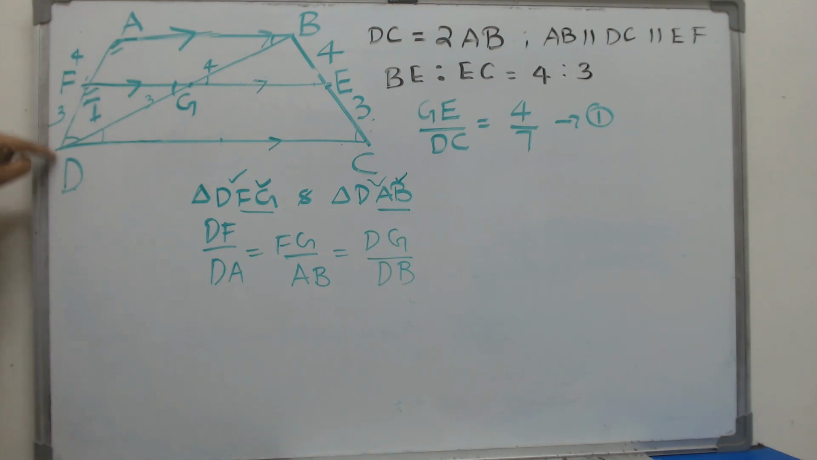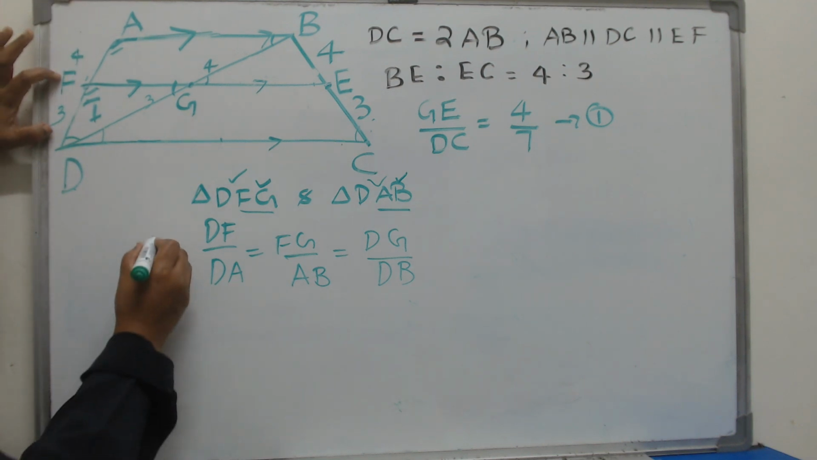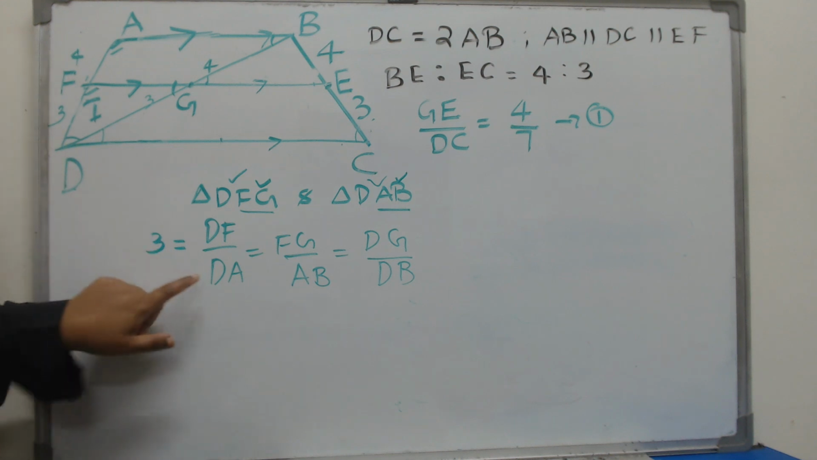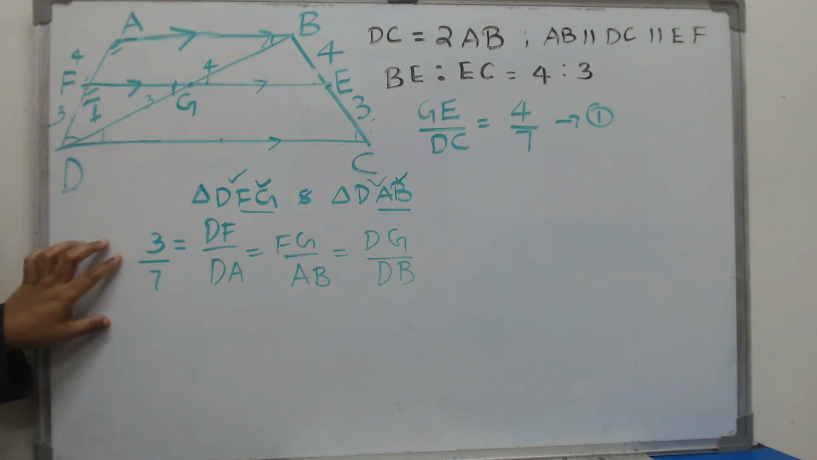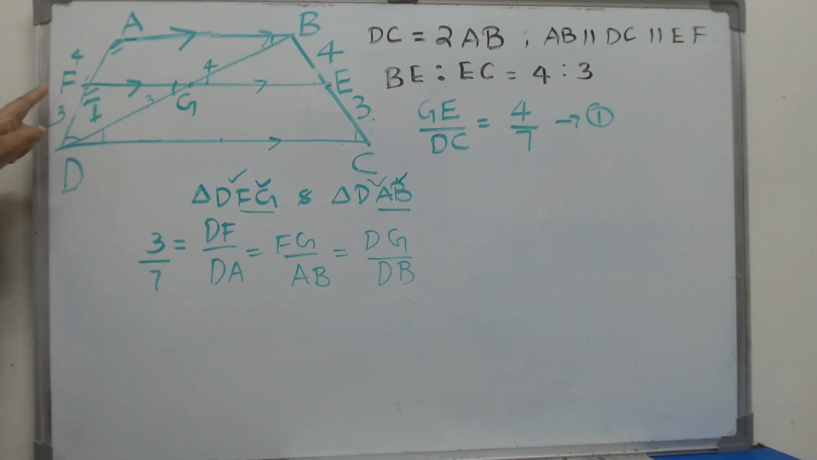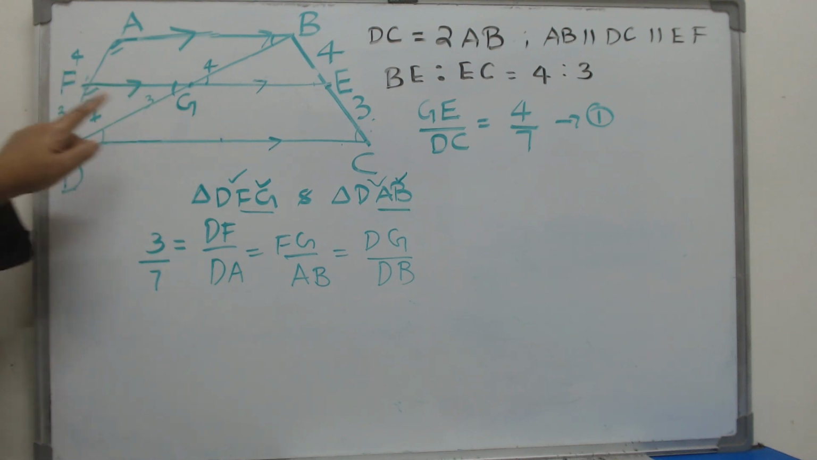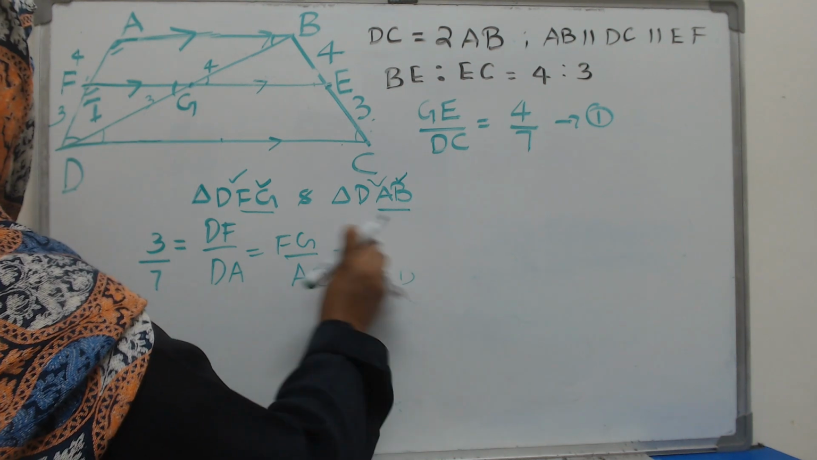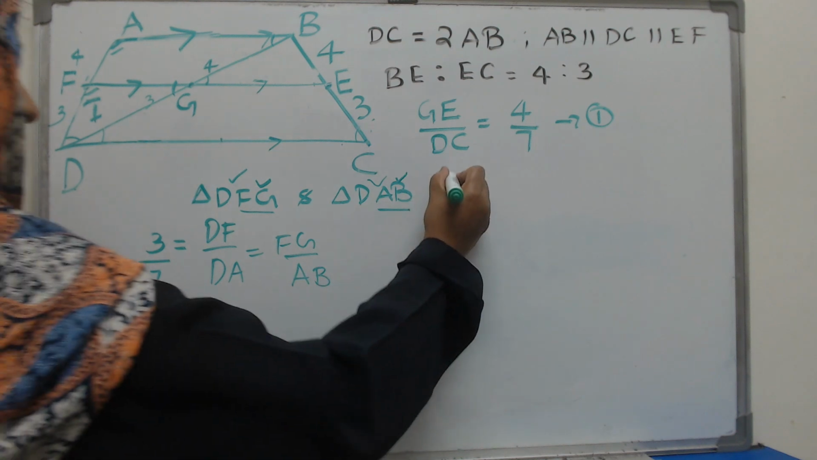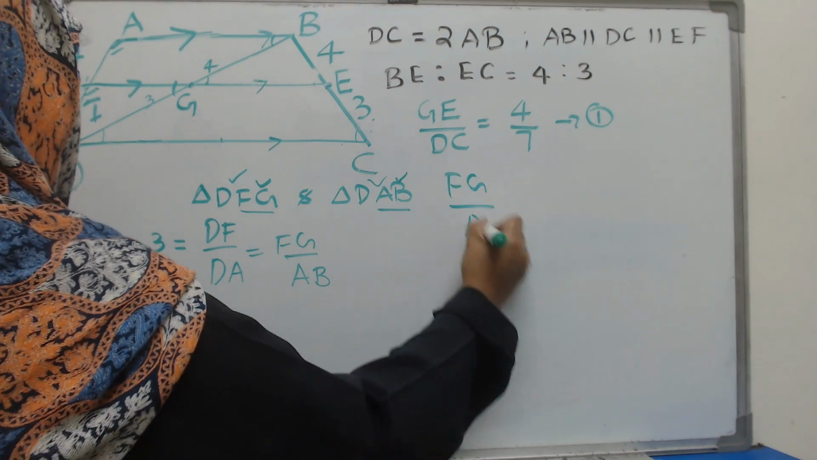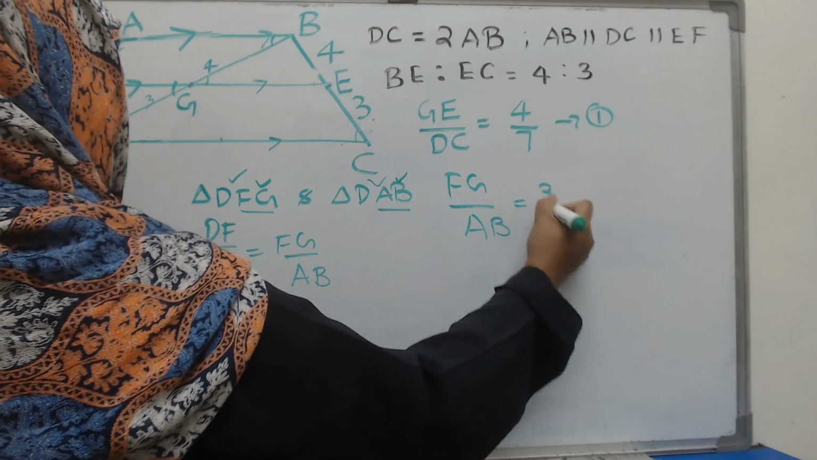Look at this, the one which has DF and DA. DF is just 3. DA is the whole one, which is what? 7. And which is the other ratio that we are looking for? The one which involves FG. You do not need the third one, so I will remove it. So what do we have? We have FG by AB is equal to 3/7.